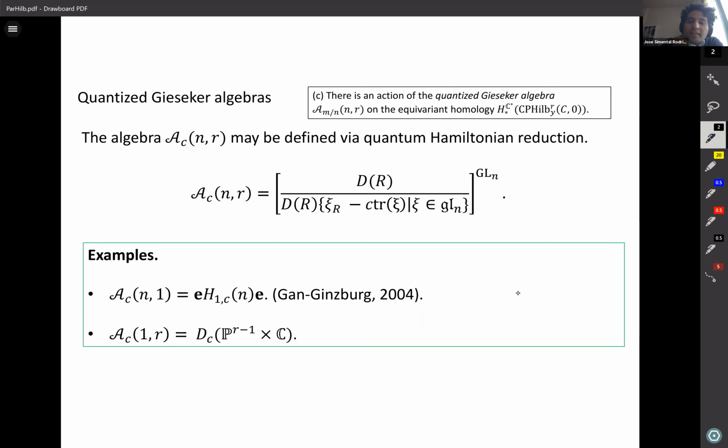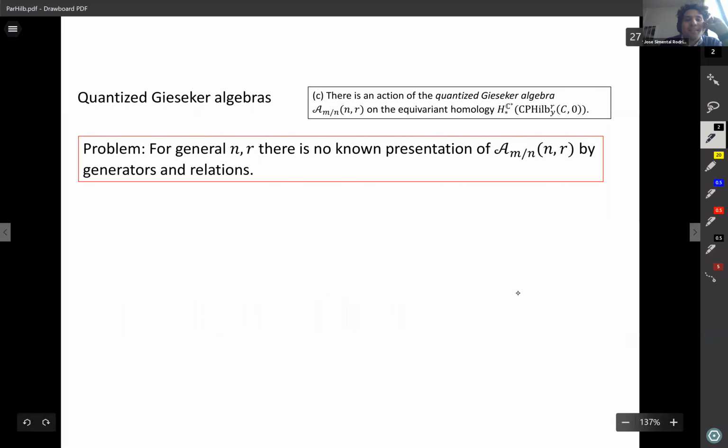Okay. And this is a perfectly fine definition of this Gieseker algebra. The problem is that if I want to define an action, there is no known presentation of this algebra using generators and relations. You can try to get generators, I guess, and generators shouldn't be too hard, but the relations are definitely hard. Even in the case R equals 1, we had to build a bigger algebra, the rational Cherednik algebra that we understand using generators and relations, and then take invariants.